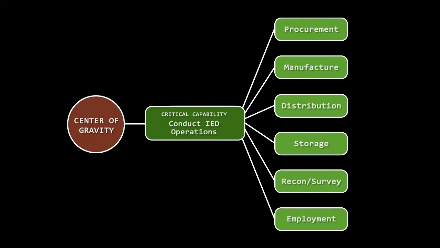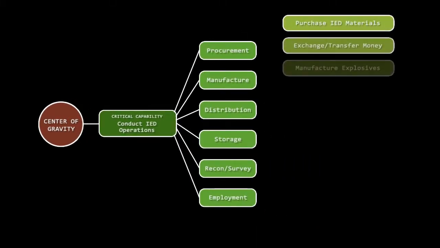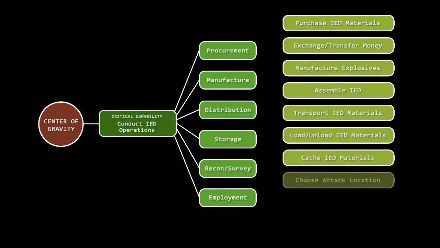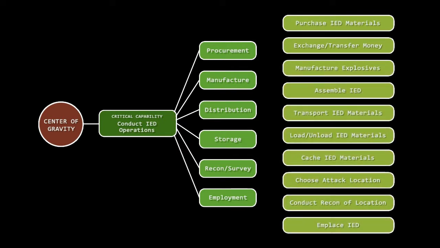Knowing the critical requirements is helpful, but identifying and understanding the specific activities, the specific things associated with those requirements, is key. Think of these activities as individual tasks that must occur in order to accomplish the critical requirements. So, some specific activities related to the critical capability of conduct IED operations and the supporting critical requirements could include purchasing IED materials from a local bazaar, exchanging or transferring money, manufacturing ammonium nitrate homemade explosives, distributing IED components and explosives to multiple local cache sites, and assembling an IED.